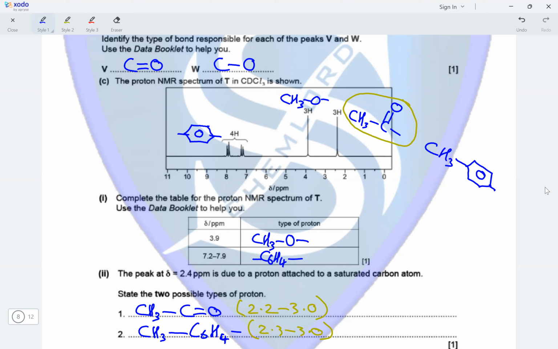and one of them would belong to another CH3, which may or may not have a C double bond O present next to it, because there are two oxygen atoms present. So it may have an oxygen atom as well. So we'll have to find out what is the structure of this compound. So both of these are possible as far as the first peak is concerned. The first peak with 3H written on it, which is a singlet.